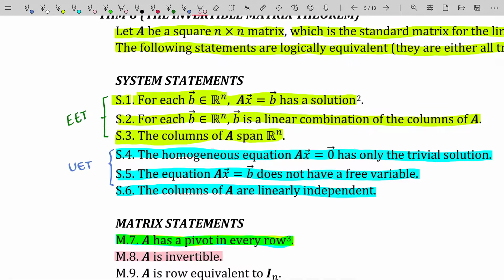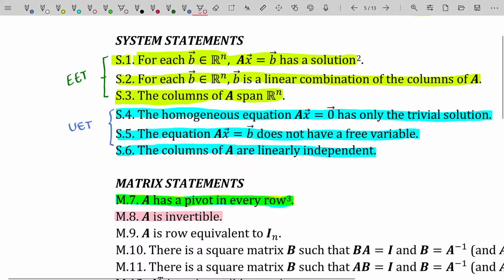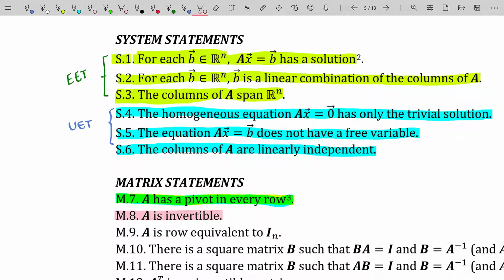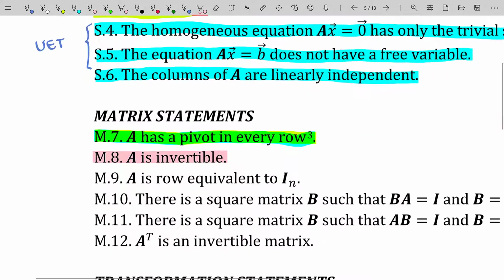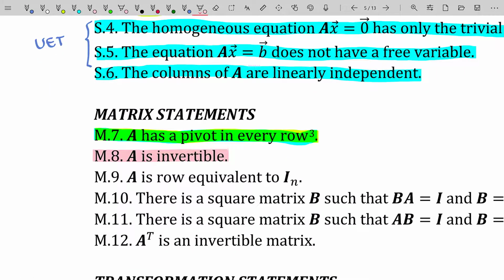Also, if A is invertible, the columns of A must span Rn. The columns of A are linearly independent. You could pick any of those statements. They will all be true because A is invertible. We have a theorem that we learned in our previous videos that says that A being invertible means it's row equivalent to the identity matrix. And that's where we get that statement right there.